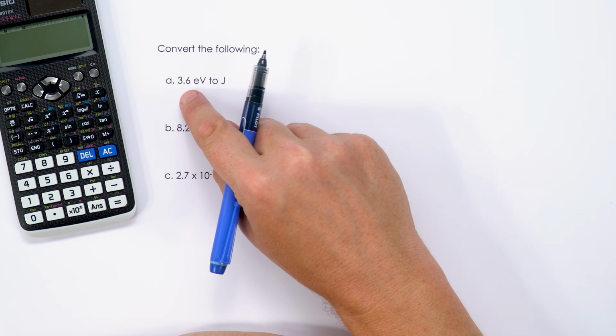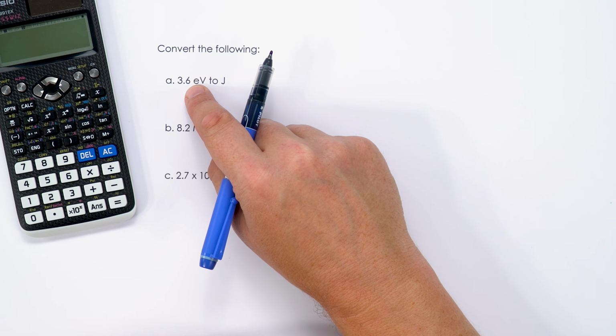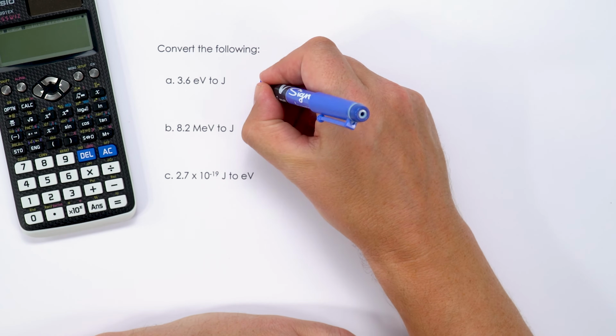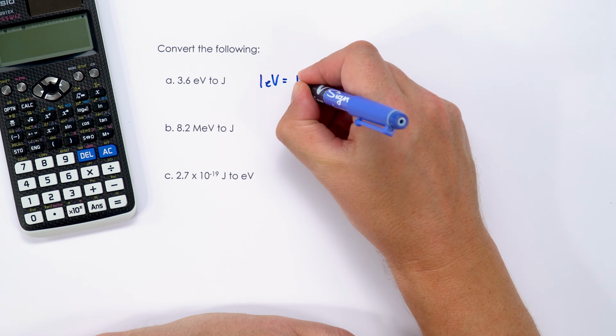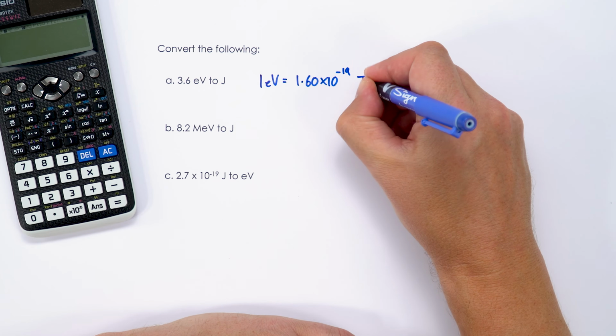In this question, we just need to convert between some units. So for the first one, we're going to convert from electron volts to joules. So we've got 3.6 electron volts, which is going to be a very tiny number of joules. Now the conversion factor is that 1 electron volt is equal to 1.60 times 10 to the minus 19 joules.